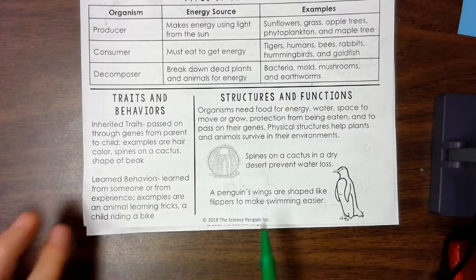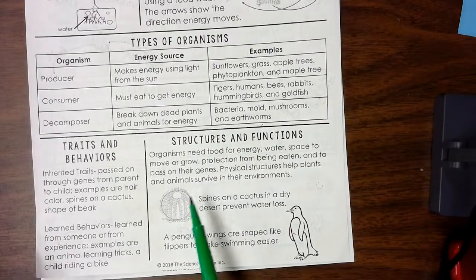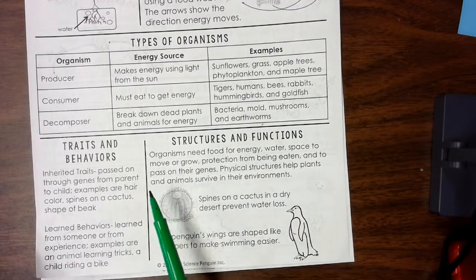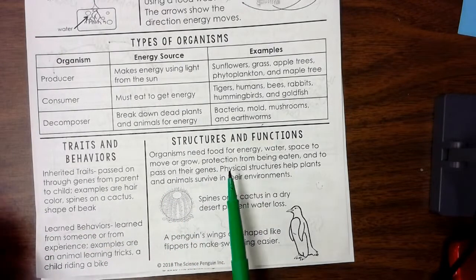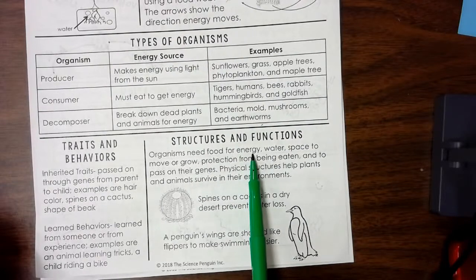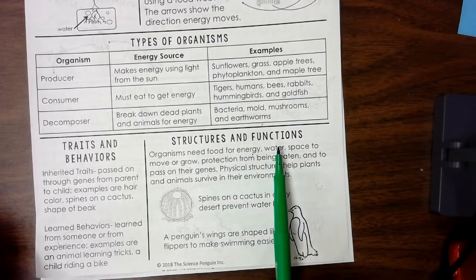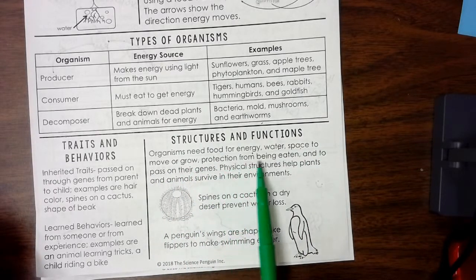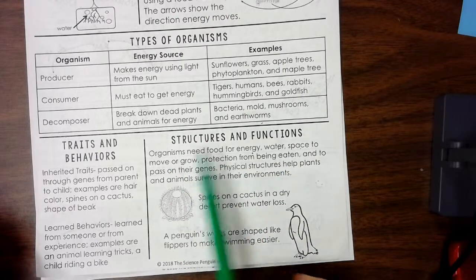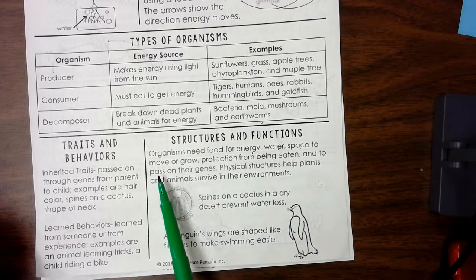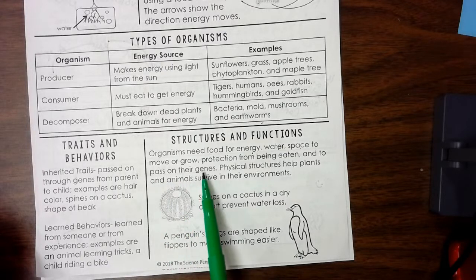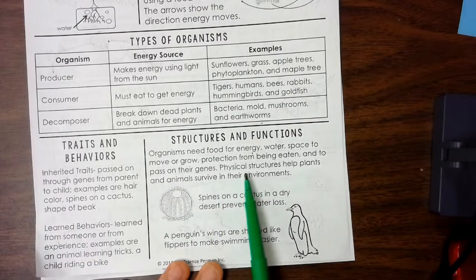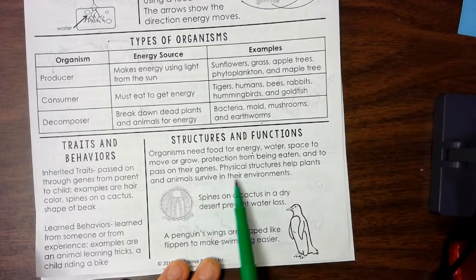Okay? And then last, I want to talk about structures and functions. I'm going to just hit this real fast. Organisms need food for energy. Do you agree with that? Yes. Okay. Do they need water, space to move or grow? Yes. Do organisms need protection from being eaten? Yes. Do organisms need to pass on their genes to their babies? Absolutely. So physical structures now help plants and animals survive in their environments.